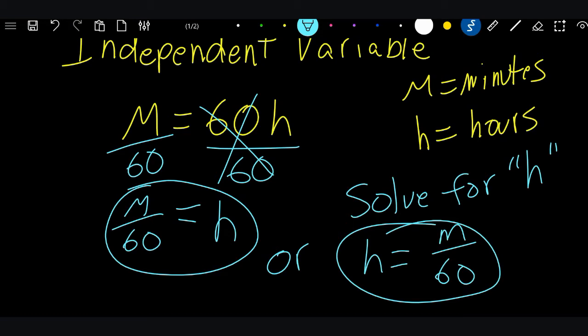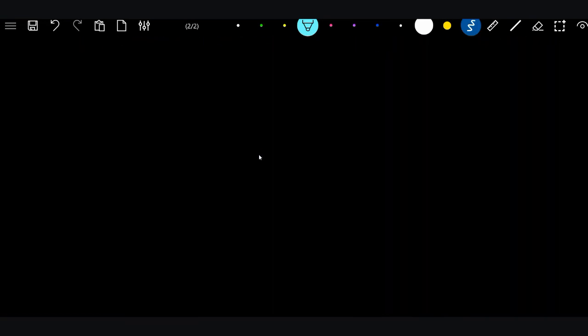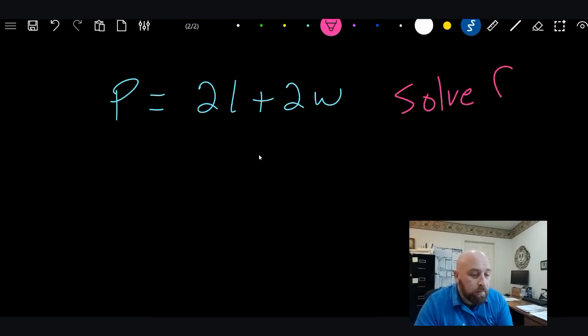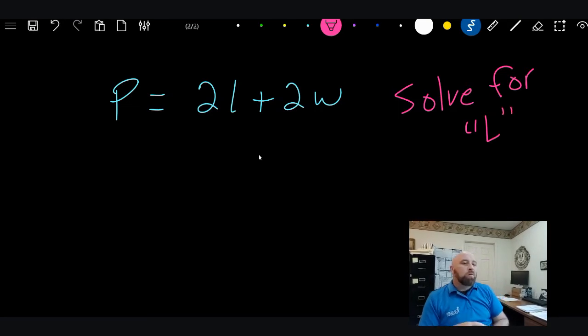Let's do another one. Here's a formula that you may be familiar with. Perimeter equals 2L plus 2W. Now, we had that one in 8th grade, 7th grade, probably 6th, 5th grade. Okay, you've been dealing with perimeter for a long time. But now, check this out. They want you to solve for the L. In other words, they're not going to tell you what the L is. They're not even going to tell you what the W is. They just want you to solve for L.